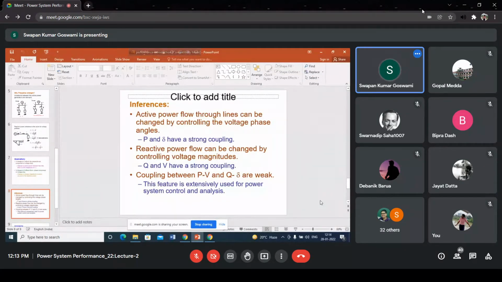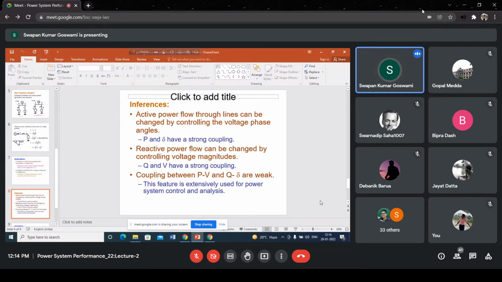That means since active power flow creates phase angle difference, if you can control the phase angle difference, you can control the active power flow reversely. That means P and delta, that means active power and the voltage phase angle, basically the phase angle difference between the sending and receiving end voltages, have a strong coupling. Their interdependence is very strong.